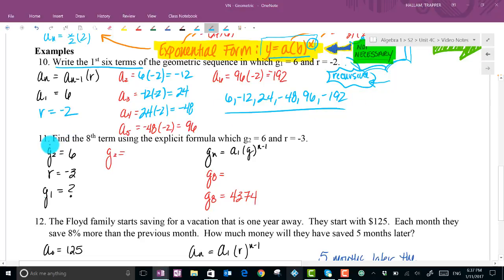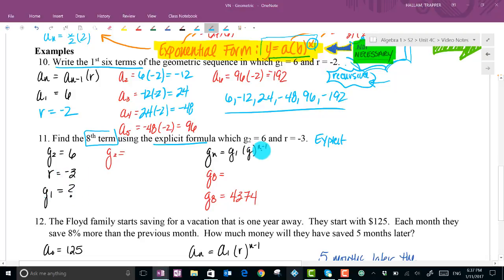Looking at question number 11, though, notice they say just find the single eighth term, which is a good way to say use the explicit. I think they tell us to use it right there, actually. But this time they've given us G2 instead of G1. That's fine. We can work with that, except for the fact that I've got an A sub 1 written right there that we'll change to G sub 1 so that it looks appropriate. All right, and they give us our common ratio as negative 3. So we list our G2 is equal to 6. We list our common ratio.